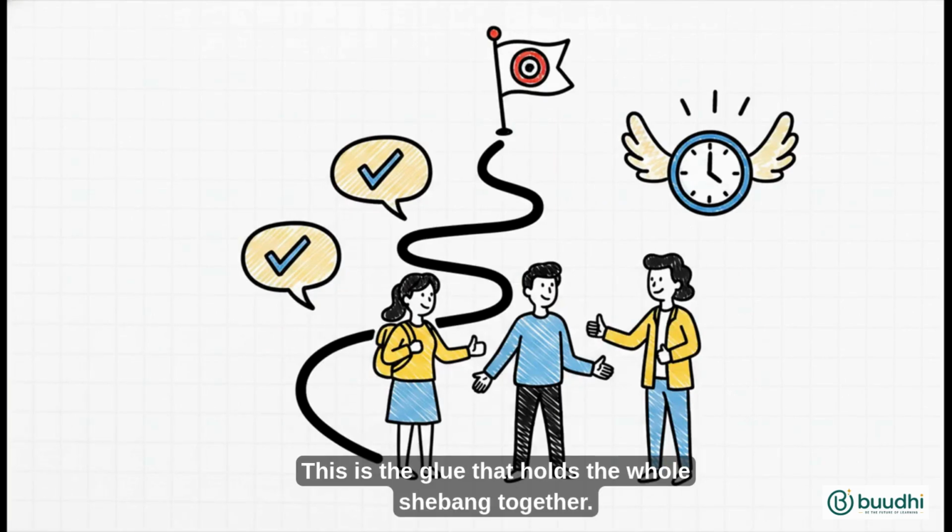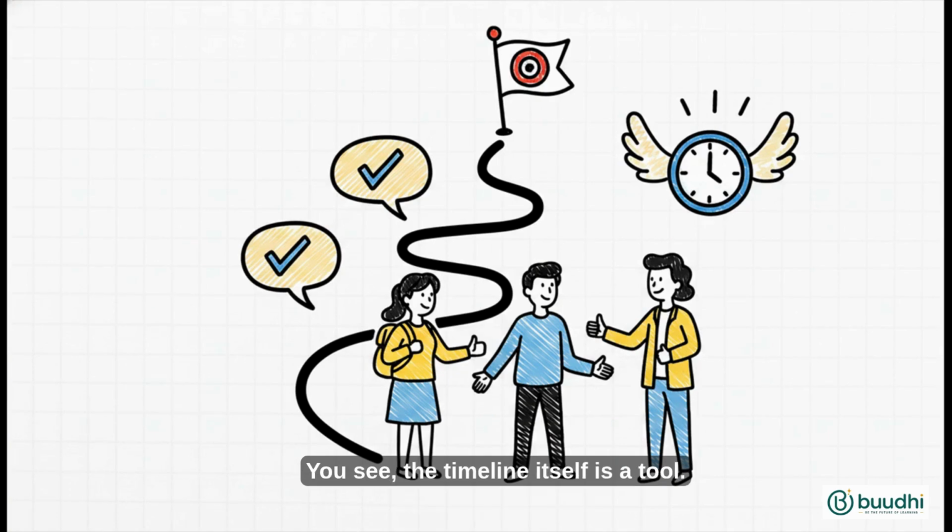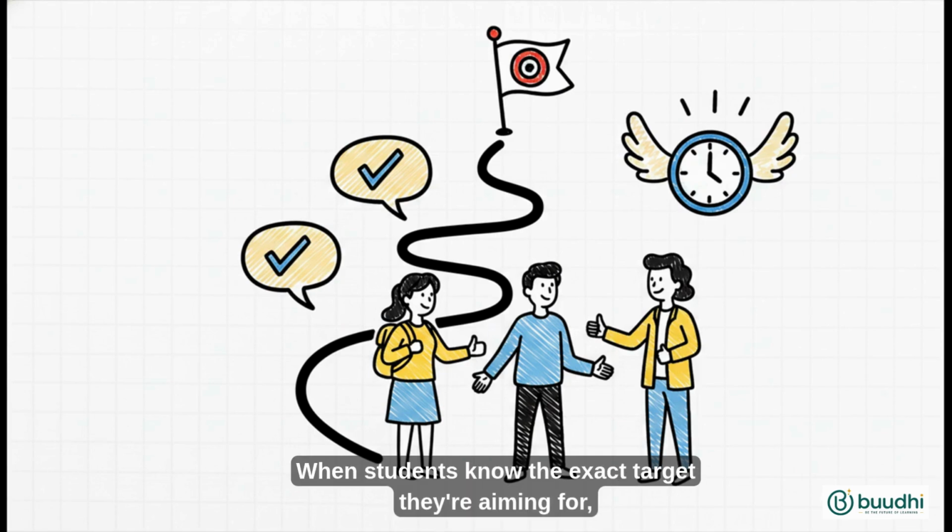This is the glue that holds the whole shebang together: clear goals, continuous feedback, and flexible timelines. You see, the timeline itself is a tool. When students know the exact target they're aiming for, but they feel supported by flexible pacing to actually get there, their chances of success absolutely skyrocket.